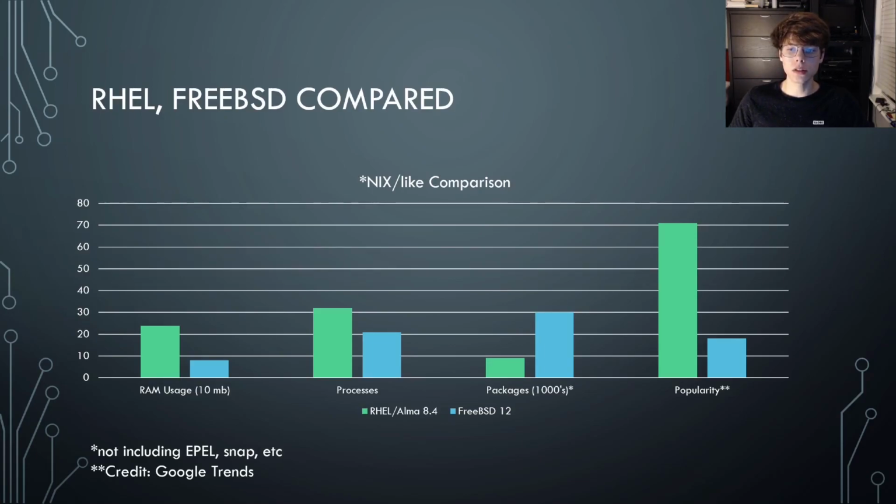And then lastly, again from a high level, you're going to see popularity in search trends. This is from Google Trends data. You're going to see a little over three times higher popularity for Red Hat versus FreeBSD. So it's about 72 versus 18%.